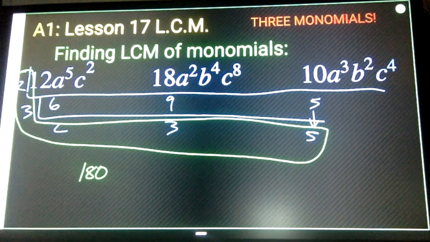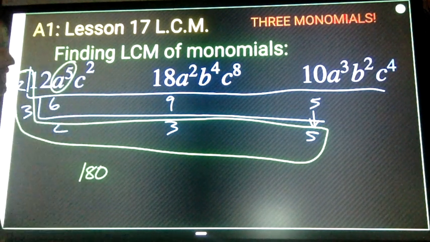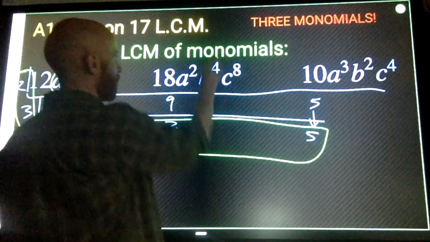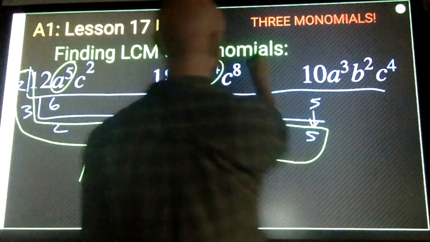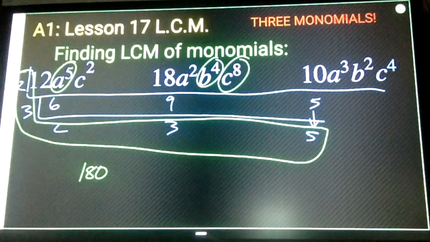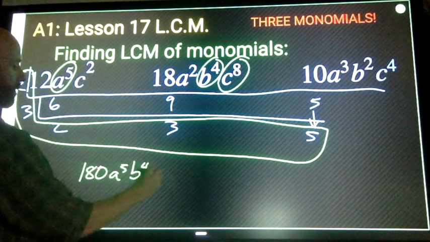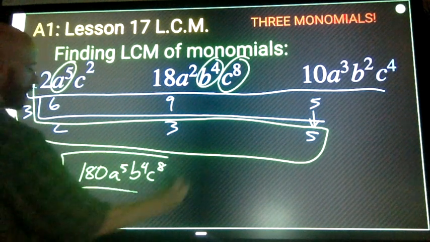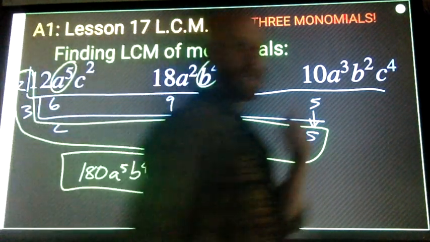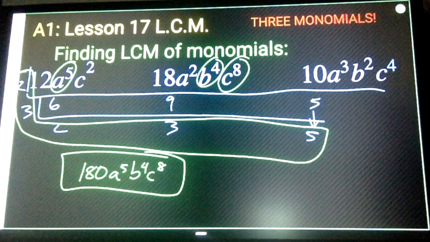Then for my variables, again, it's pretty easy. A to the 5th is the biggest A term. B to the 4th is the biggest B term. C to the 8th is the biggest C term. So those will be the ones I use. A to the 5th, B to the 4th, C to the 8th. Okay? LCM, least common multiple.